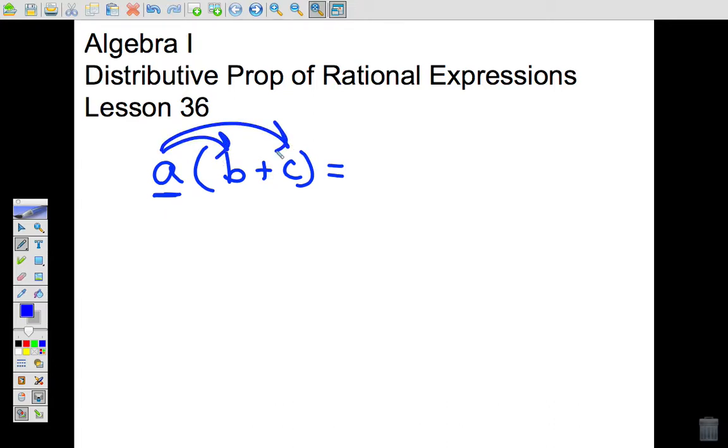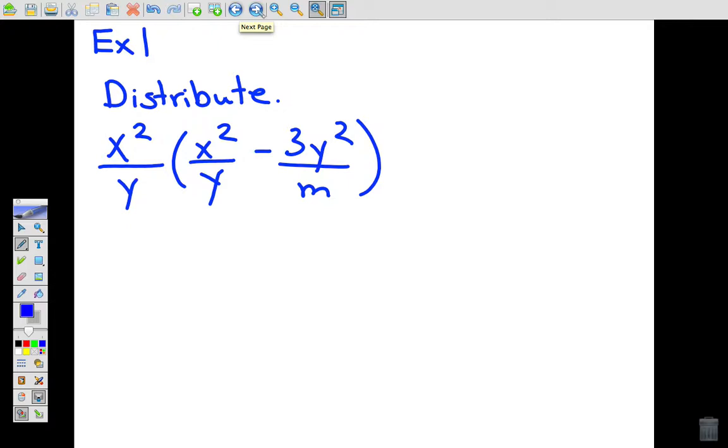So I have A times B, which is AB, plus, because of the plus symbol, and then A times C is AC. And I've simplified this expression. Now, let's take a look at example 1. So we're still distributing, but we're using what are called rational expressions, which really are represented by fractions. So we're still going to do the same thing. We're going to distribute. So we're going to take what's outside times this, and then times this. So I'm going to write that out quickly.